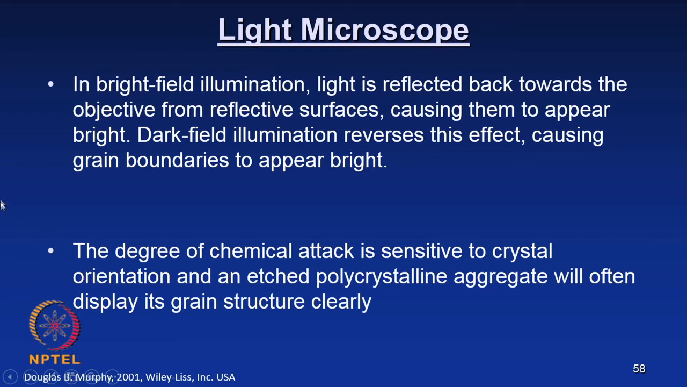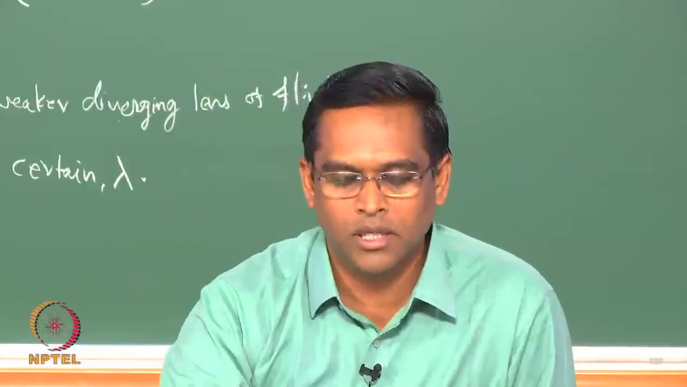So, we have something called bright field illumination. Light is reflected back towards the objective from the reflective surfaces, causing them to appear bright. And then you also have dark field illumination, which reverses this effect and causes the grain boundaries to appear bright. I will take up these two when we discuss a specific application, and this is just to give you an idea of what kind of methods, even in a light microscope, are basic imaging techniques. One is bright field illumination, another is dark field illumination.